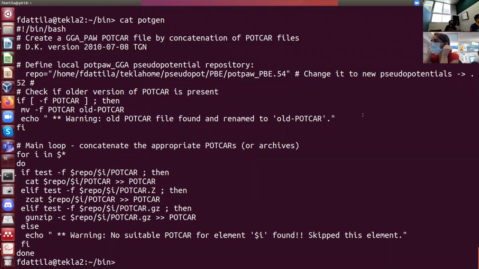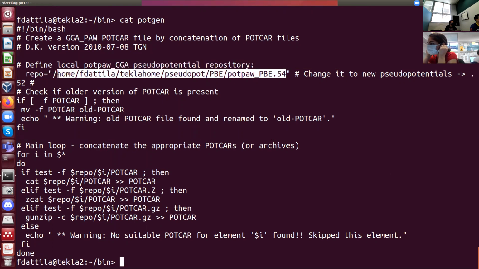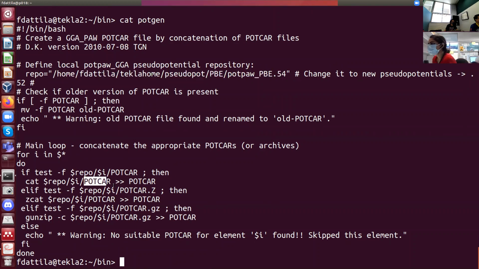And if I go to potgen, what potgen is doing is just entering the directory where we have the repository of the pseudopotentials. In my case, I have it locally on my Tekla home, simply because when I started, I decided to copy it, but that is not the policy in the group anymore. So we just copy it from the Tekla home of Nuria directly. And then what this script is doing is just taking the POTCAR from the repository. So it's just saying, okay, you have in the system a carbon and oxygen. Then it will go to the folder of Nuria and print the POTCAR of the carbon and append to it the POTCAR of the oxygen.